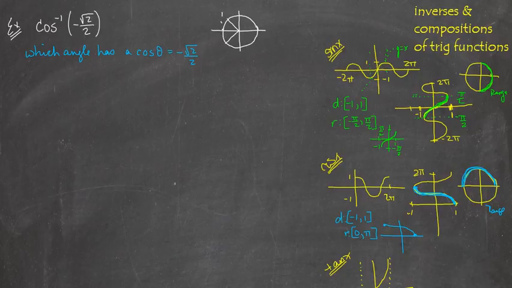of root 2 over 2, or negative root 2 over 2. But because I'm talking about the inverse cosine, I have to be talking about this angle because it's the only one on the interval for the range of my inverse cosine function. And so I can say that the angle involved is 3 pi over 4. 45 degrees in the second quadrant, 3 pi over 4.